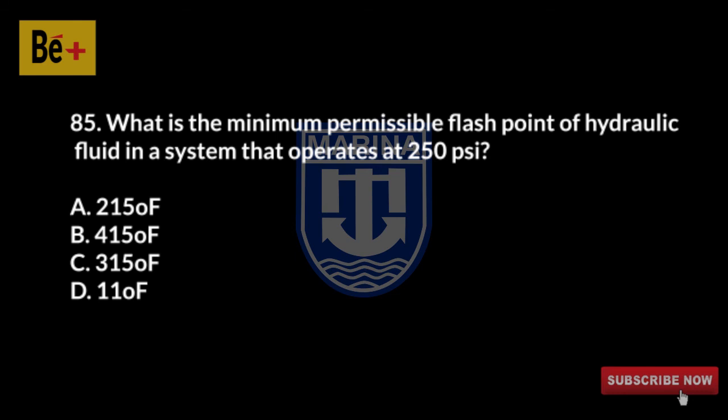What is the minimum permissible flash point of hydraulic fluid in a system that operates at 250 psi? A. 215 degrees Fahrenheit. B. 415 degrees Fahrenheit. C. 315 degrees Fahrenheit. D. 11 degrees Fahrenheit. The answer is C. 315 degrees Fahrenheit.